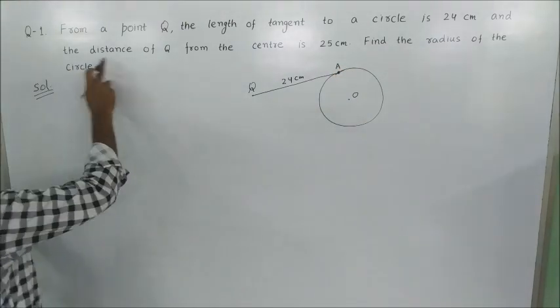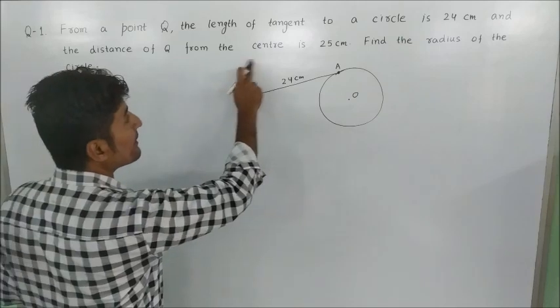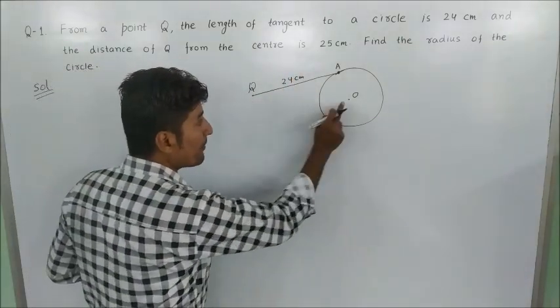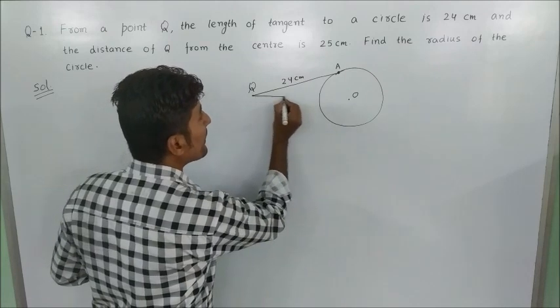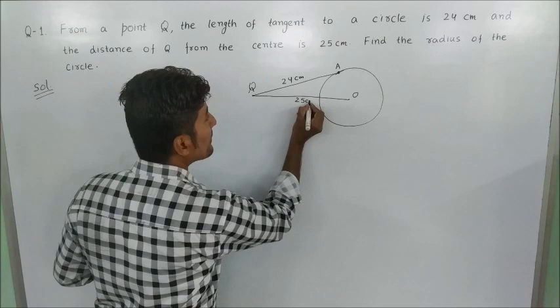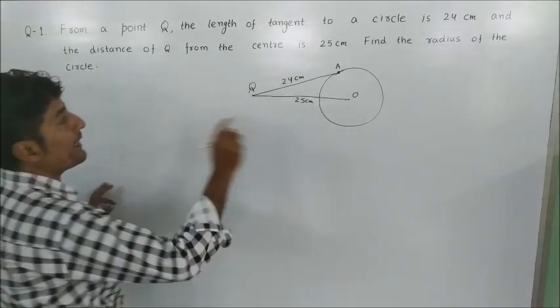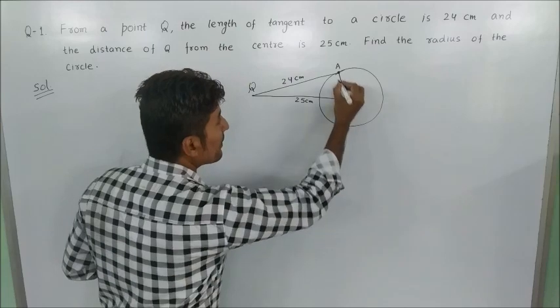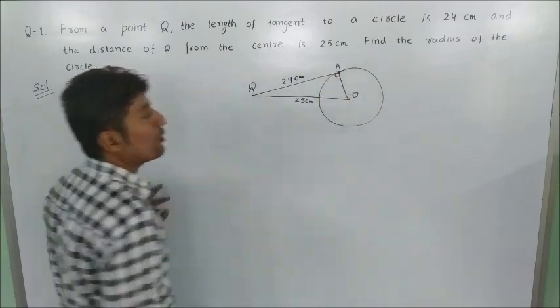Next line, the distance of Q from the center is 25 cm. The distance of this point Q from the center O is already given as 25 cm, so here we can write 25 cm. Find the radius of the circle. So we have to find the radius of the circle, that is OA.